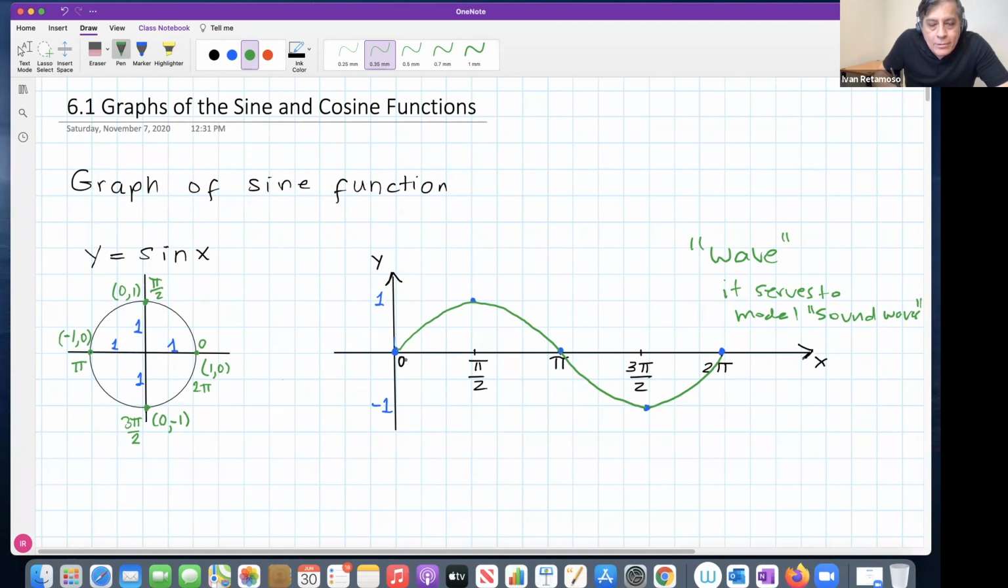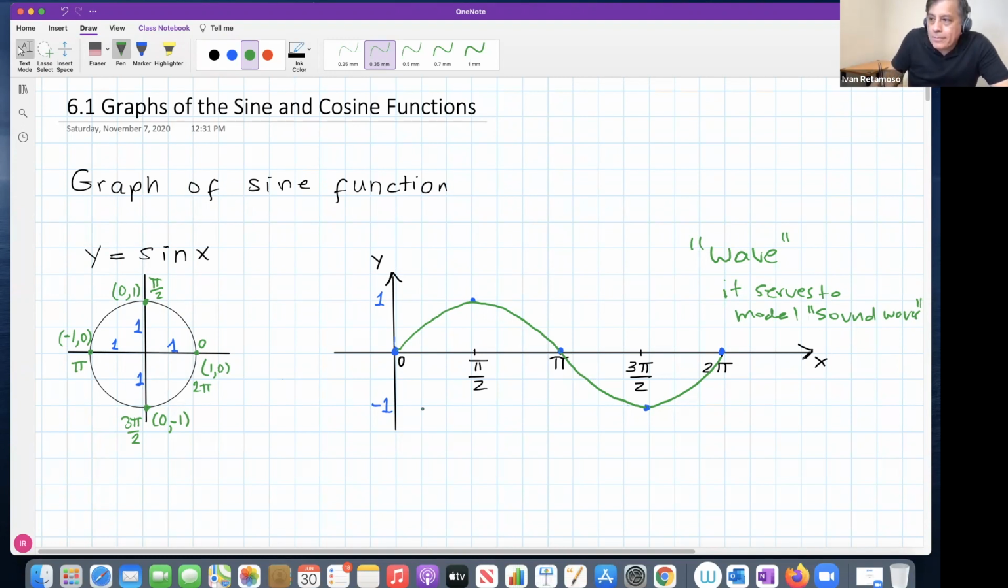And not only that, it also serves to model cycles, things that repeat themselves. Because notice that if I continue graphing, the same shape will appear to the right and also to the left, right? So this should be enough for us to understand the shape of this graph, because it repeats itself to the right and repeats itself to the left.